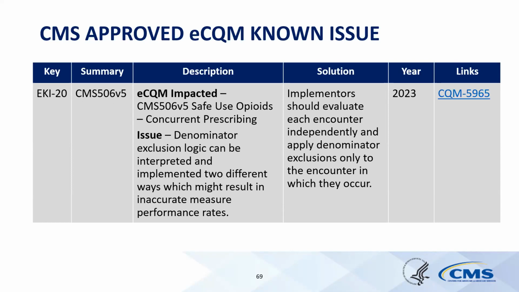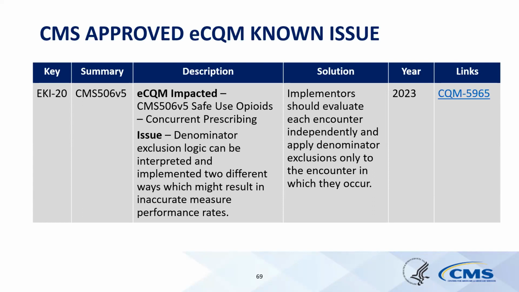The second way to interpret this is to evaluate each encounter independently for a denominator exclusion and apply denominator exclusions only to the encounter in which they occur, which is consistent with the measure intent and aligns with the intent of encounter-based measures. So depending on the interpretation by the implementer, this may result in an erroneous hospital performance rate. Note for this measure, a lower score is indicative of higher quality care.